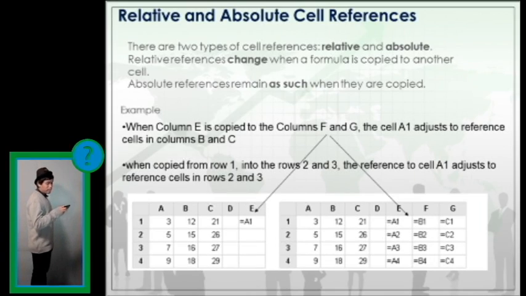There are two types of cell references: relative and absolute. Relative references change when a formula is copied to another cell. Absolute references remain as such when they are copied. Example: column E, copied to columns F and G. The cell A1 adjusts to reference cells in columns B and C.